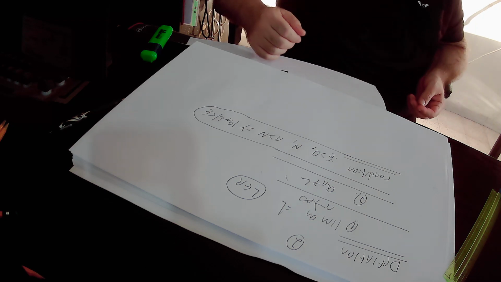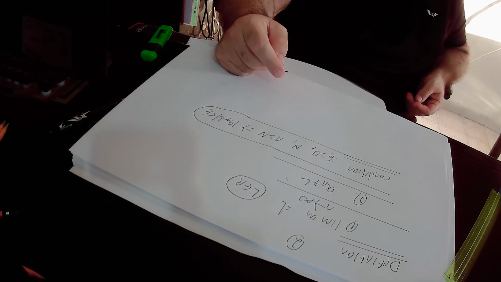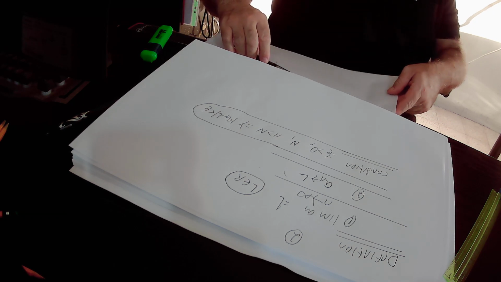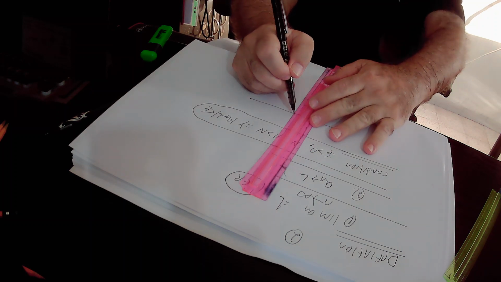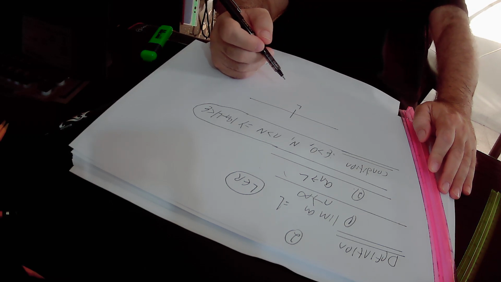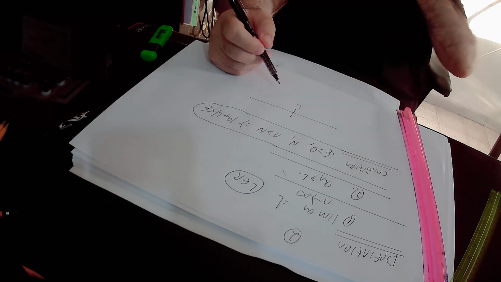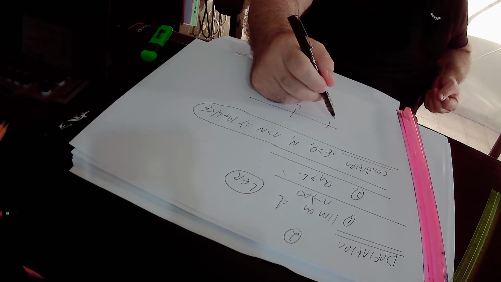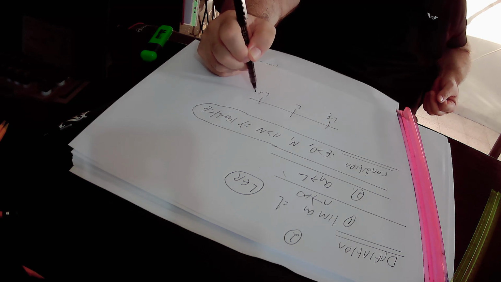So what is the meaning of this condition? The meaning of this condition is that the terms of sequence AN are close to the limit L up to epsilon. So graphically we can draw here, if point L is the limit of sequence AN when n tends to infinity, then the environment of L starts from this point that is L minus epsilon and ends at this point that is L plus epsilon.